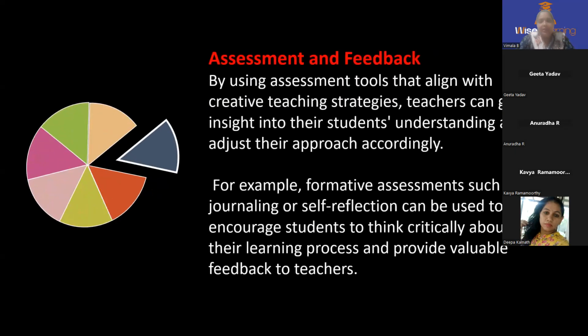Next, we are going to learn about assessment and feedback. Yes, assessment and feedback is an important tool that aligns with creative teaching strategies. The teacher has to understand the level of the students. She has to gain insight into the students' understanding level. Only then can she adjust her approach for the students.